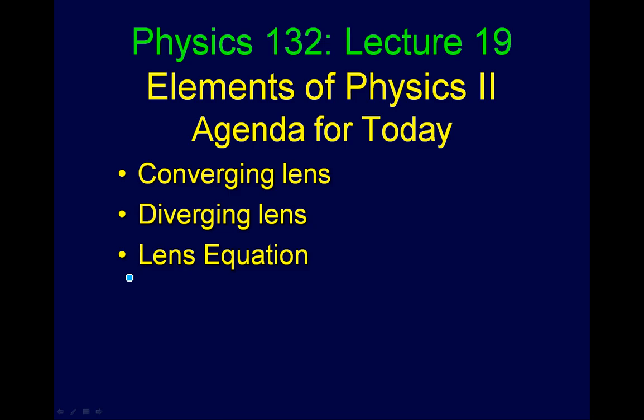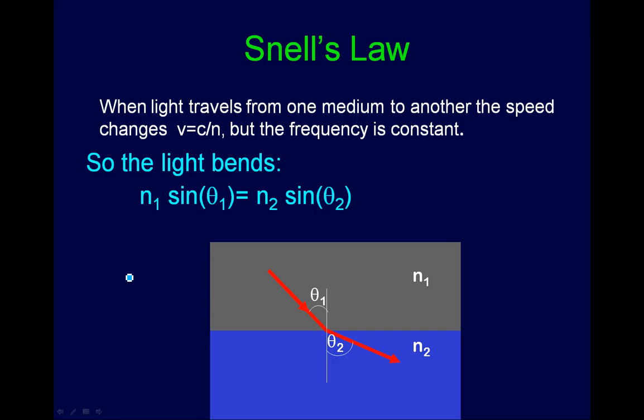We turn our attention to lenses. We're going to talk about the two different kinds of lenses, the lens equation, and how these all work together. Lenses work on the principle of Snell's law, where light will bend when it goes through a material like glass.